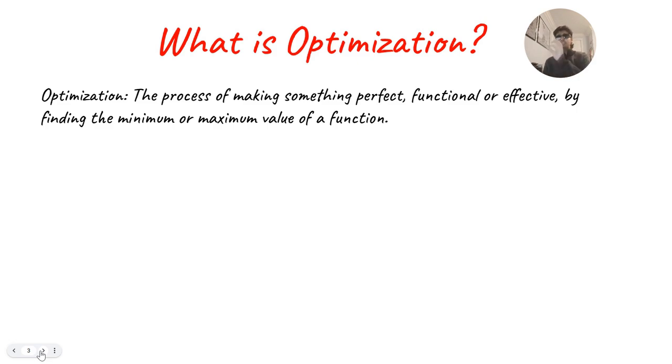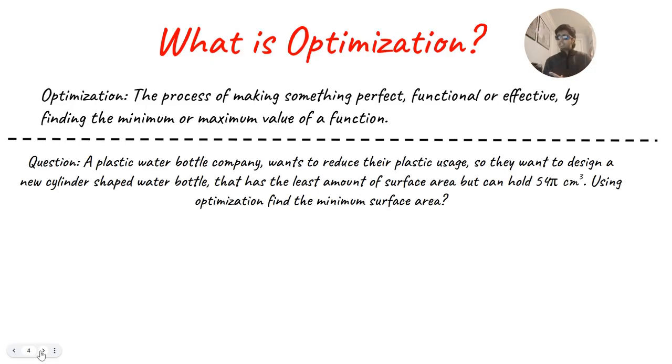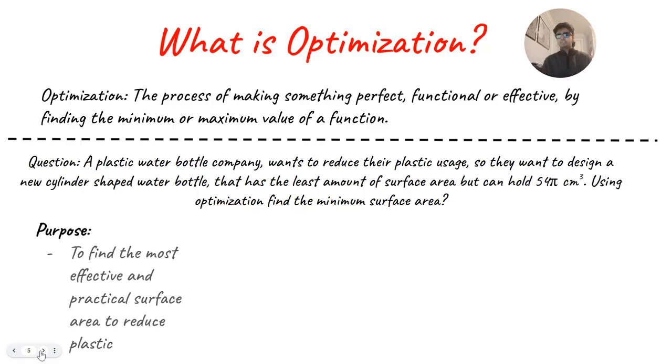Let's apply this definition to our question. First, let's see whether or not this process is actually to make something perfect, functional, or effective. Well, the purpose is to find the most effective and practical surface area to reduce plastic. So yes, it follows the first part of the definition. Now the second part of the definition, finding the minimum or maximum value of a function.